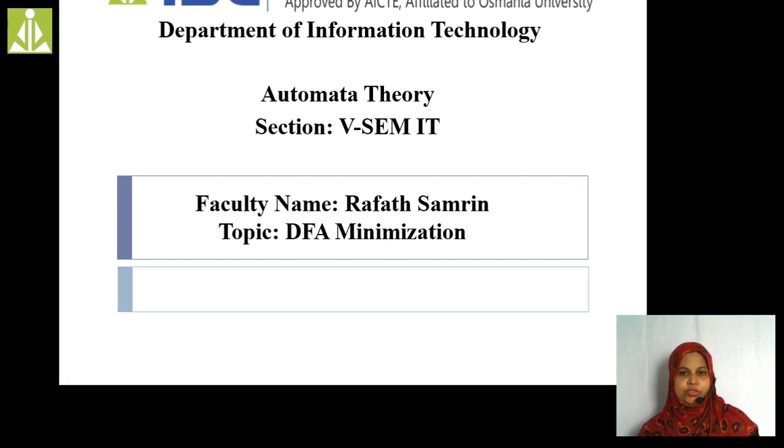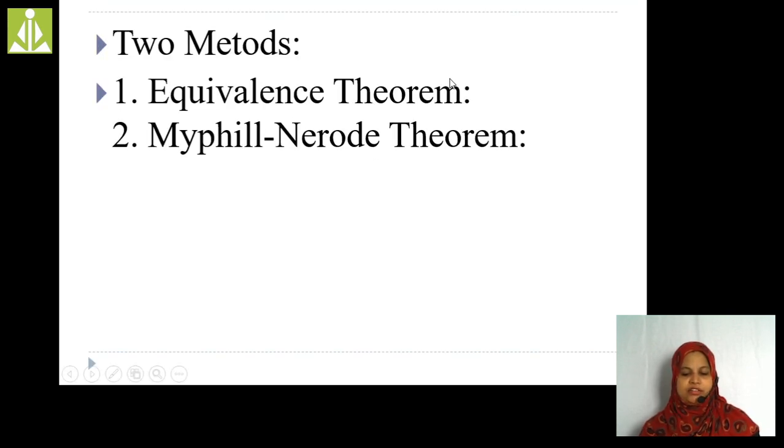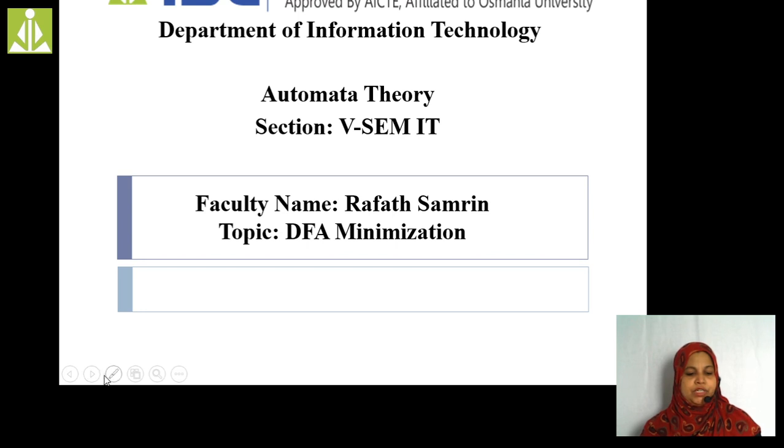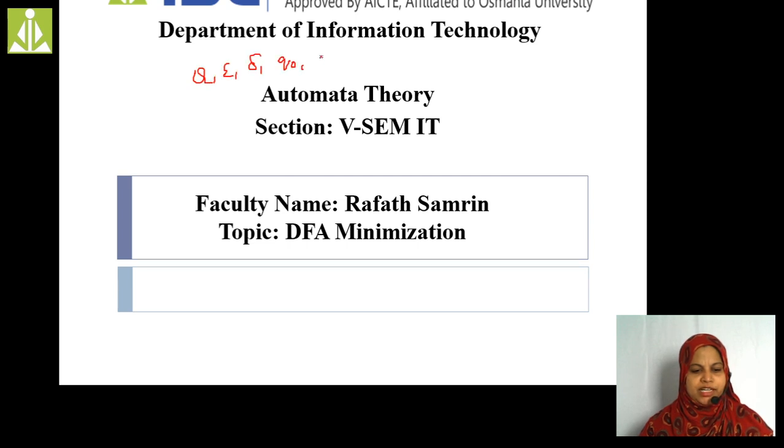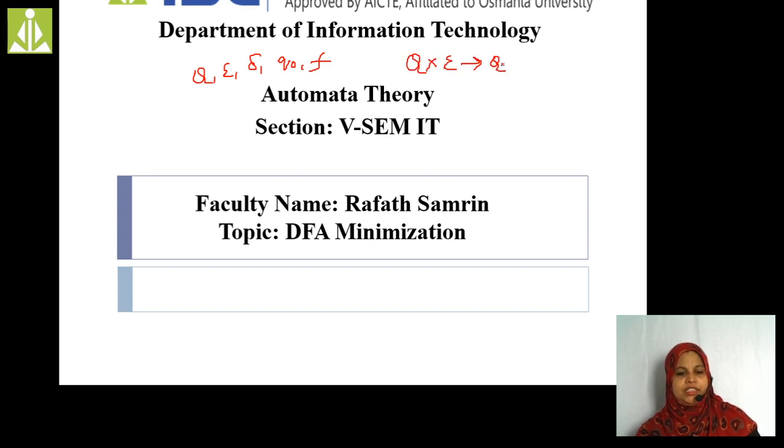What do you mean by DFA? A DFA consists of five tuples: Q, sigma, delta, Q naught, and F. Q is the set of states, sigma is the set of inputs, and delta is the transition function which maps from Q cross sigma into Q, right? Q naught is the initial state, and F is the set of final states.